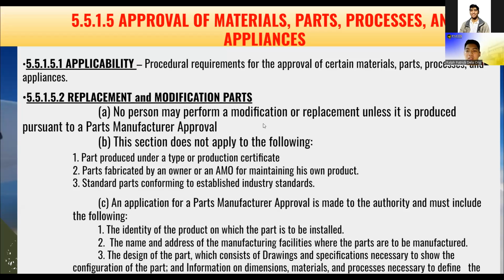For the replacement and modification part, no person may perform a modification unless from parts manufacturer approval. But this doesn't apply to parts of a product under a production certificate, parts fabricated by the owner, or parts from an established industry standard. An application for parts manufacturer approval must include the identity of the product, the name and address where the part is manufactured, and the design of the parts.